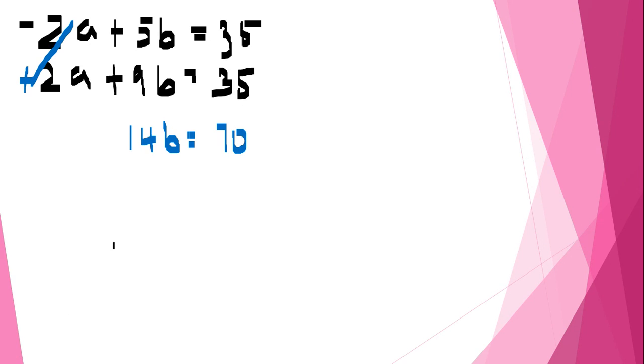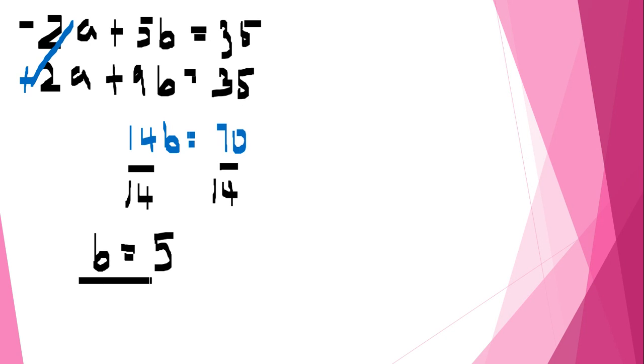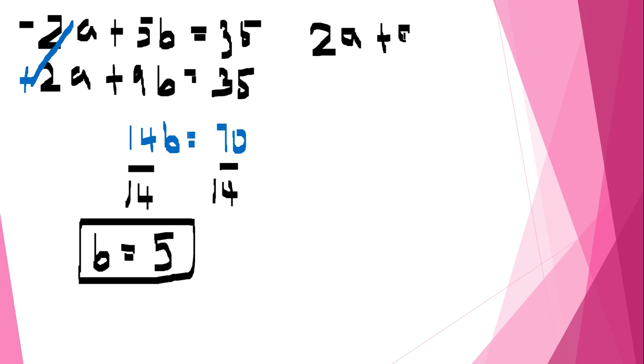From here, if I divide the left hand side by 14 and do the same on the right hand side, I'll have b equals 5, because 14 into 70 goes 5 times. And here's my first unknown, b. As regards the second unknown, I have to choose one of the equations, and I prefer to use a positive equation because I don't get confused with negative numbers. But if you feel confident with negative numbers, you can do the first one as well.